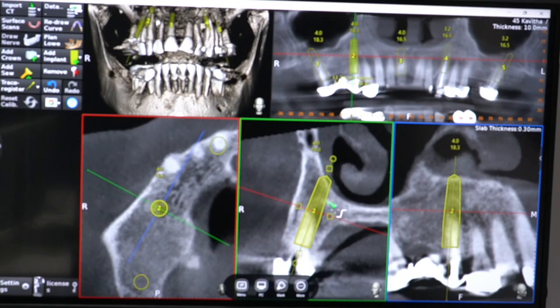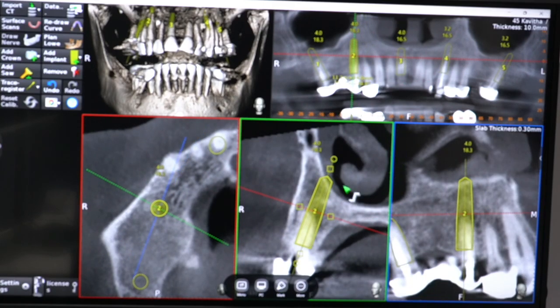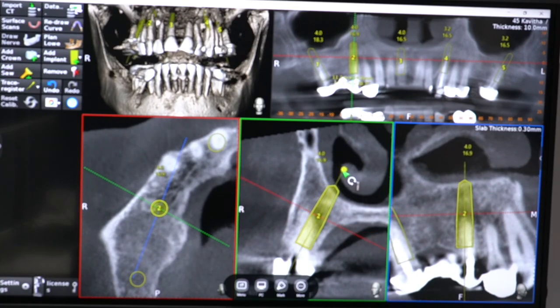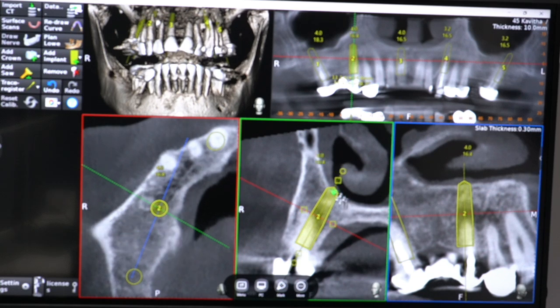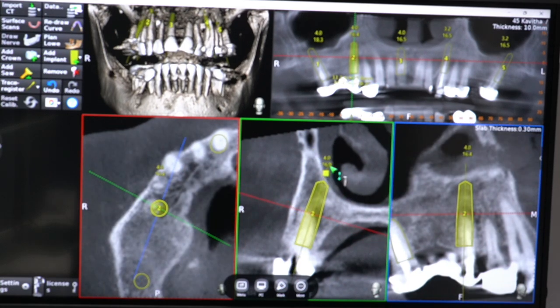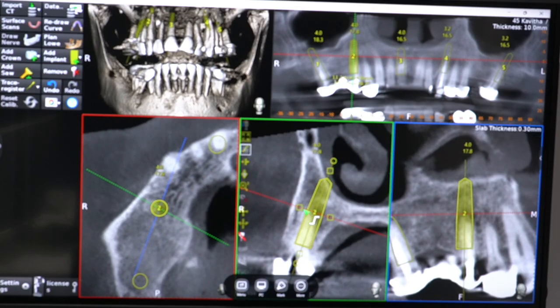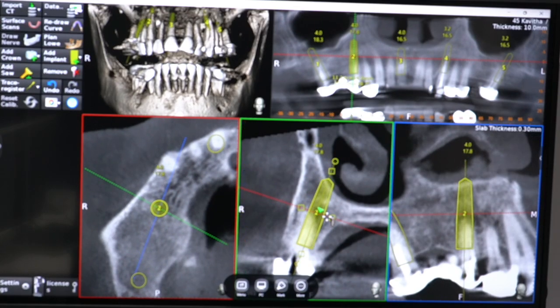And we can tilt not only mesially but on the bucco-palatal plane also. If we tilt too palatally, the length is around 16 mm, but if we tilt along the buccal wall, the length is around 18 mm. So this difference we have to understand. Going along the buccal wall, it will help to achieve a better multi-unit abutment position.